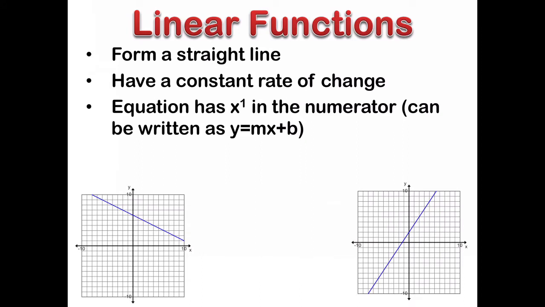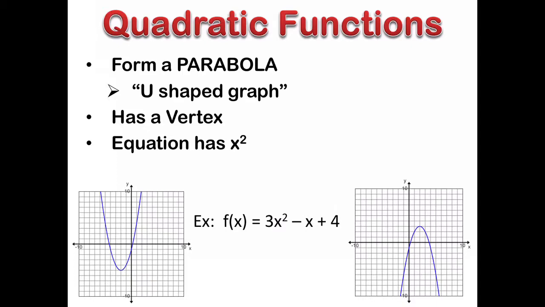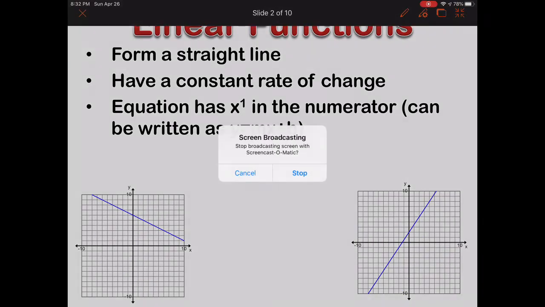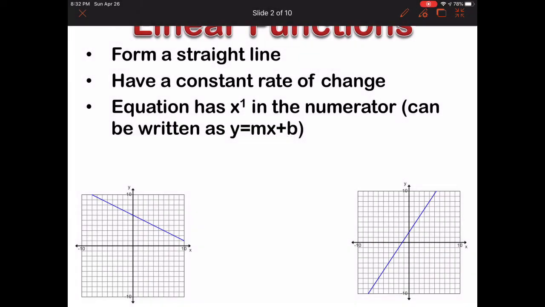The linear function is a straight line. It has a constant rate of change. It means it goes up a constant number and goes down a constant number, and the x doesn't have an exponent on it. So what you see is y equals mx plus b. So that's what your linear equation looks like, and then the graphs are lines.